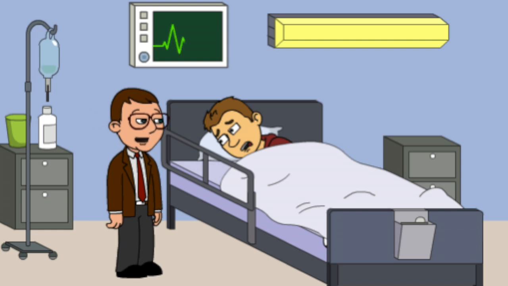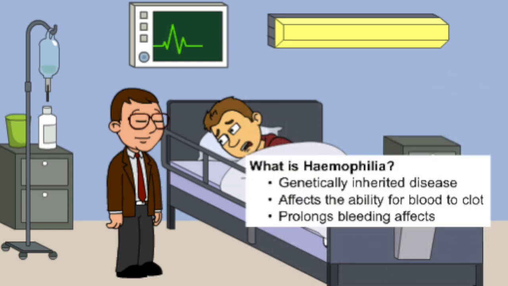The results from your blood test that you did last week came in yesterday, and I'm afraid to tell you that you have a rare form of haemophilia. It is a genetically inherited disease which affects the ability for blood to clot. Haemophilia does not affect the rate of bleeding, but rather prolongs the effects of bleeding.